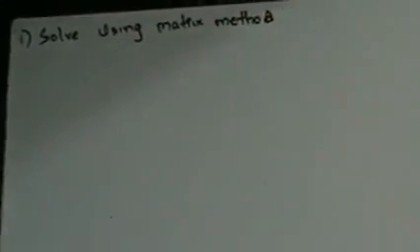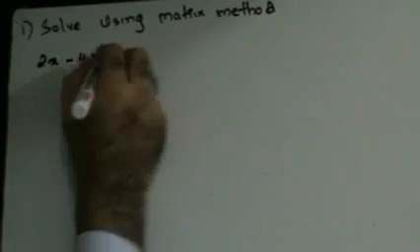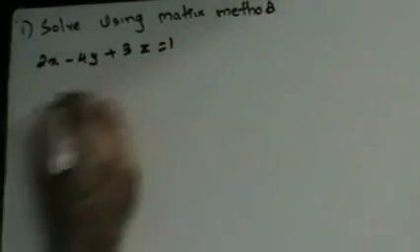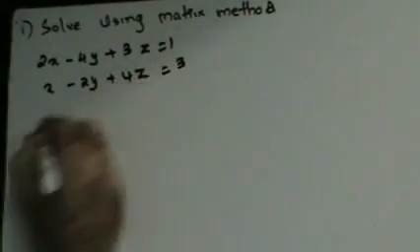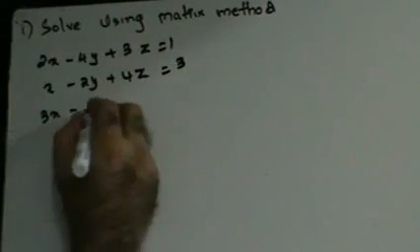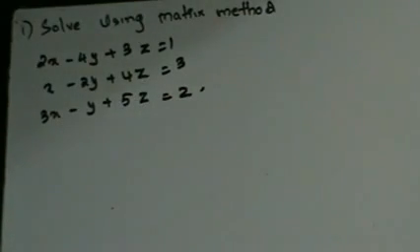Let's see how you express the following equations or solve them using the matrix method. The equations are given to you as 2x minus 4y plus 3z is 1, x minus 2y plus 4z is 3, 3x minus y plus 5z is 2. Let's see how we solve this.